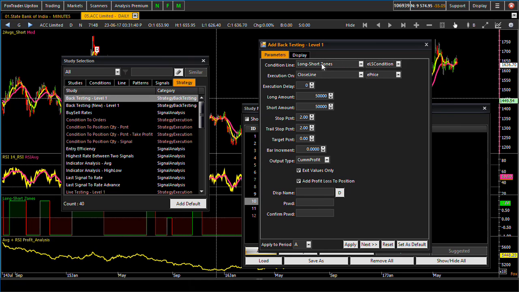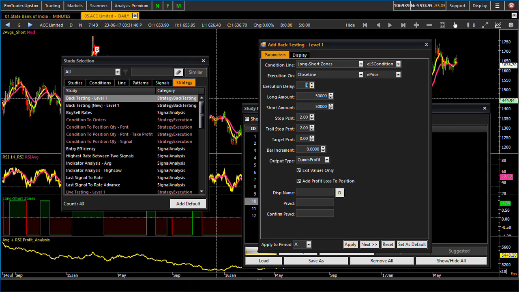So backtesting level 1 by itself takes your long and short zones that you have made. However, if you have multiple strategies and multiple long short zones on different signals, then you will have to choose the one on which you want to run a backtesting. So here I have only one long short zone based on RSI and average strategy. So I'll consider this. We have execution on and execution delay. So I have close line with the delay 0.